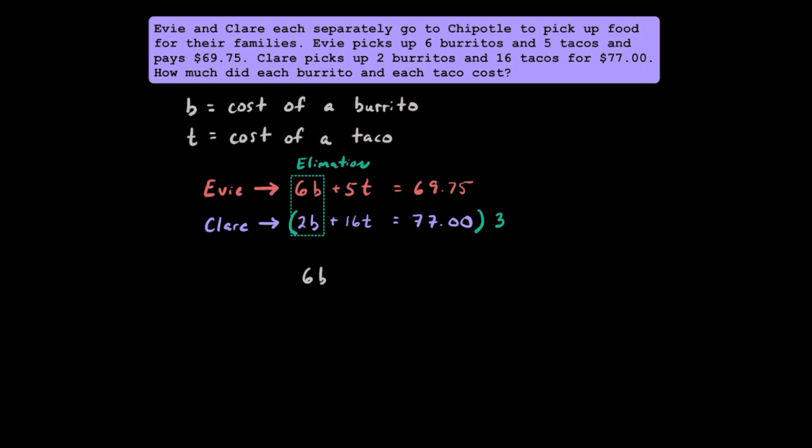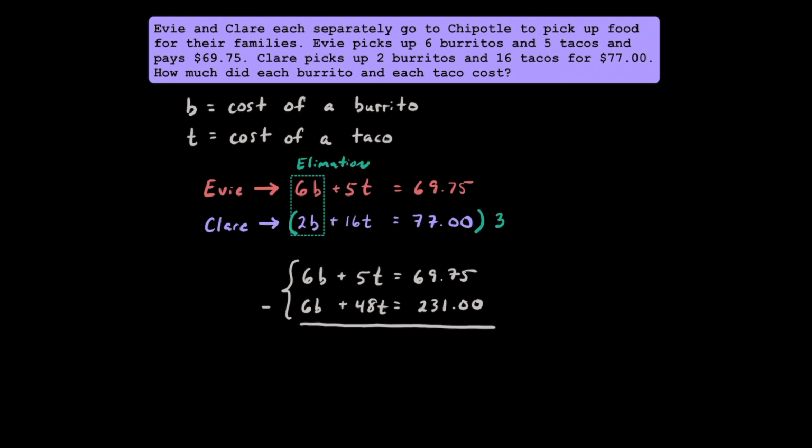While Evie's equation is going to stay the same as 6b plus 5t is equal to 69.75, Claire's new equation is going to be 6b plus 48t is equal to 231. Now that the coefficients for the b's match, we can subtract them to eliminate the b's. When we subtract these two equations together, 6b minus 6b gets eliminated, 5t minus 48t is negative 43t, and 69.75 minus 231 is negative 161.25.